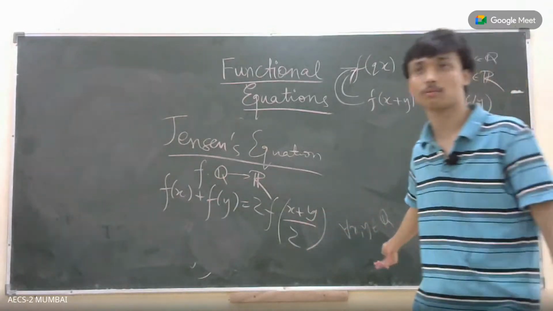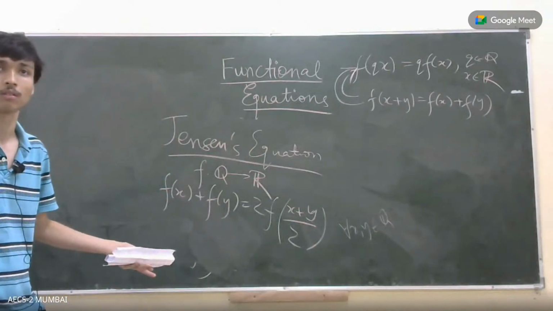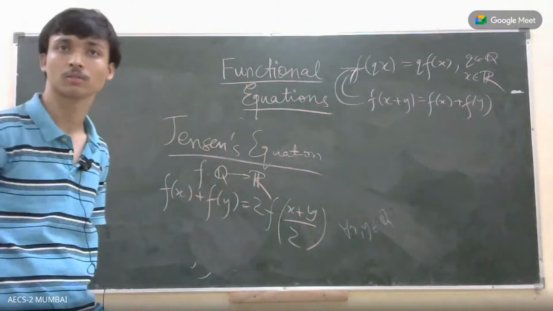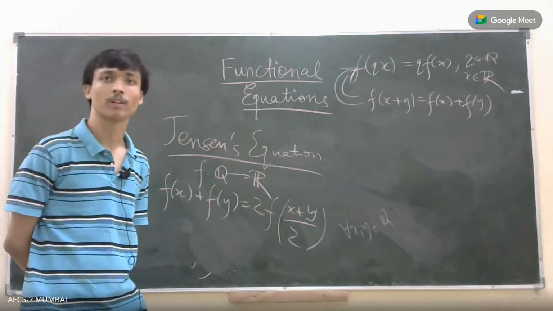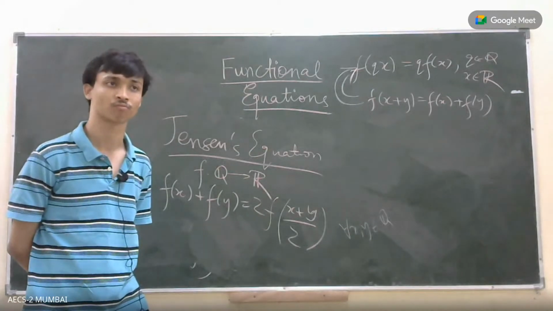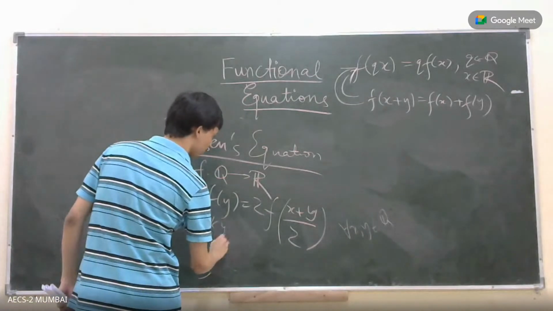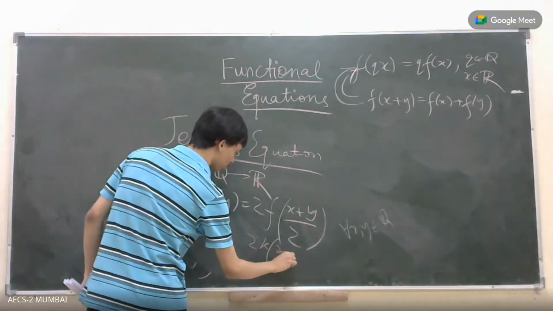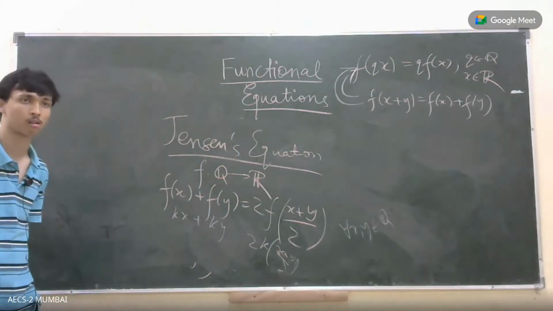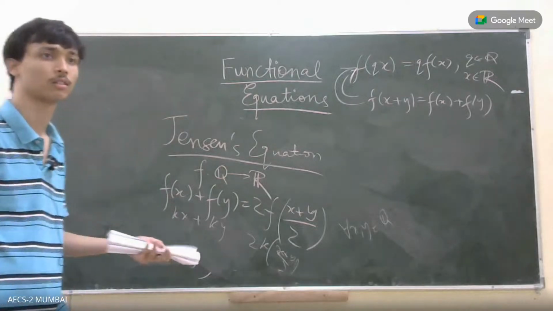Once again, can you give me some solutions to this just by seeing this equation? f(x) = x. Will f(x) = 2x work? Will f(x) = kx work here? Why not? kx + ky, and 2k(x+y)/2. Aren't these two things equal? f(x) = kx works, right?